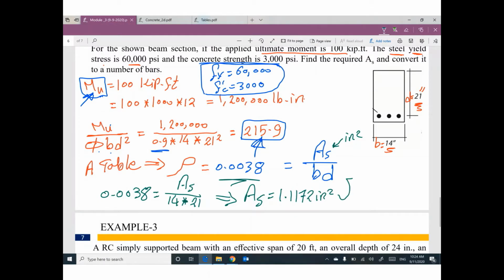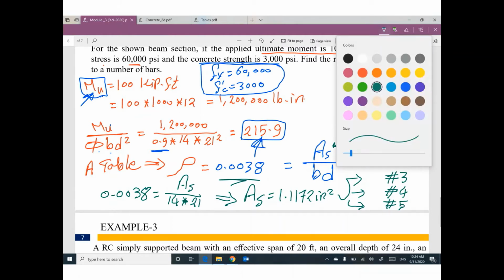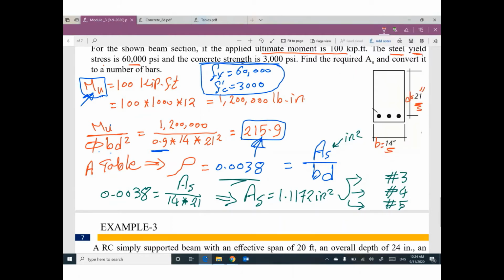We need to convert this one. For example, how many number of bars? Number 3 or number 4 or number 5. If I choose number 3, how many bars? You know how? How many bars for number 3?